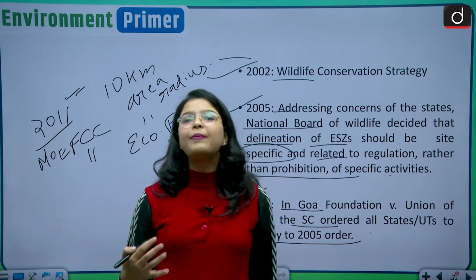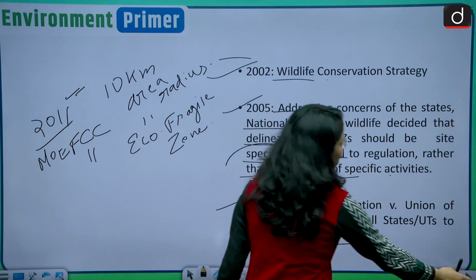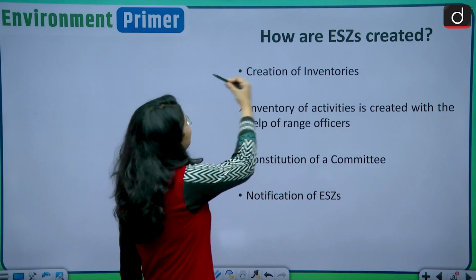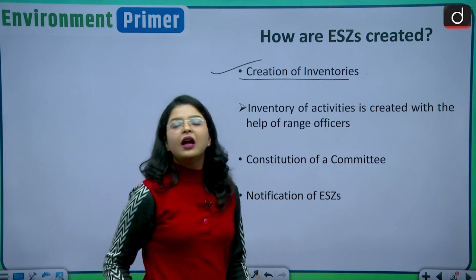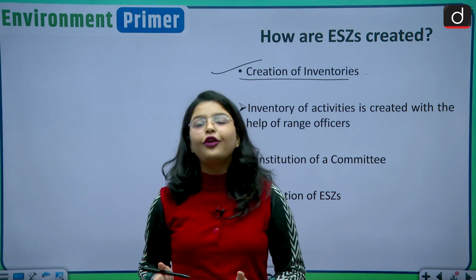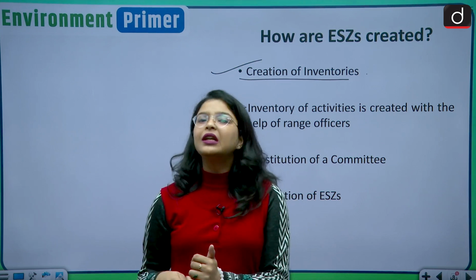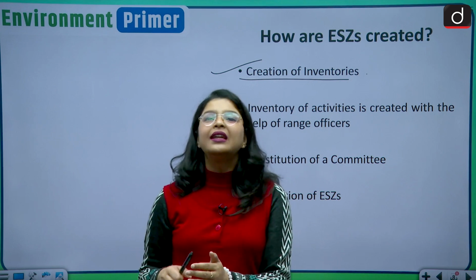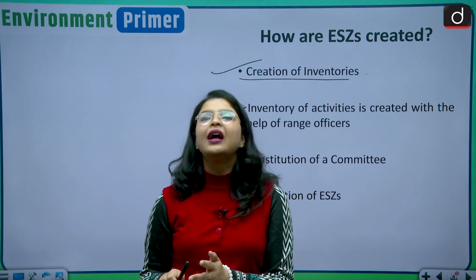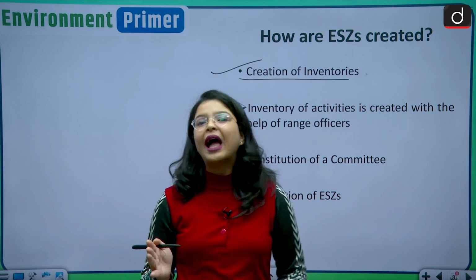Okay, so this is the background of the eco-sensitive zones in India. Now, let us discuss the creation process of these eco-sensitive zones. Firstly, there is a creation of inventories. It is an inventory of all of the activities that are already going on in those areas. These are determined with the help of range officers, and then they decide which activity could be regulated, which activity has to be prohibited, and so on and so forth. So they create an inventory of activities.